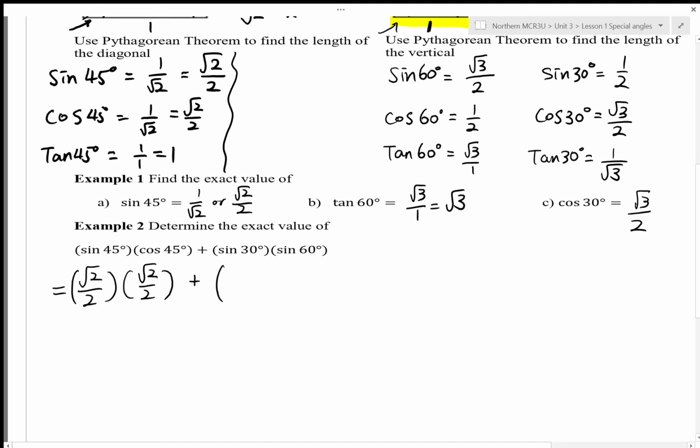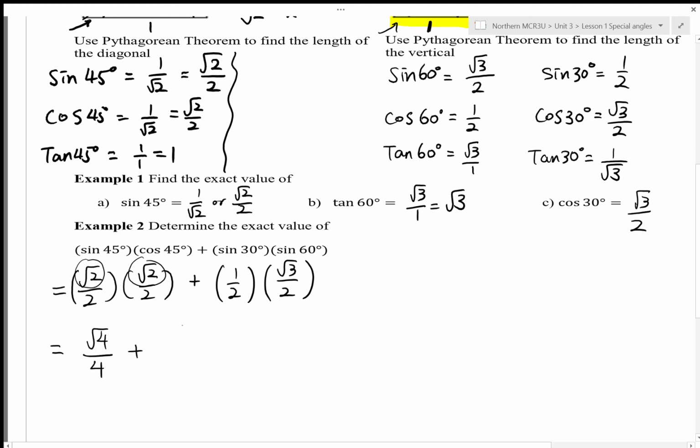Sine 30 is 1 over 2, and sine 60 is the square root of 3 over 2. Then the rest is just a multiplication of the radicals. Hopefully you remember this. In this case, we're multiplying fractions, so it should be the numerator by numerator and the denominator by denominator. So this is going to be the square root of 2 times the square root of 2, which gives me square root of 4 over 4.